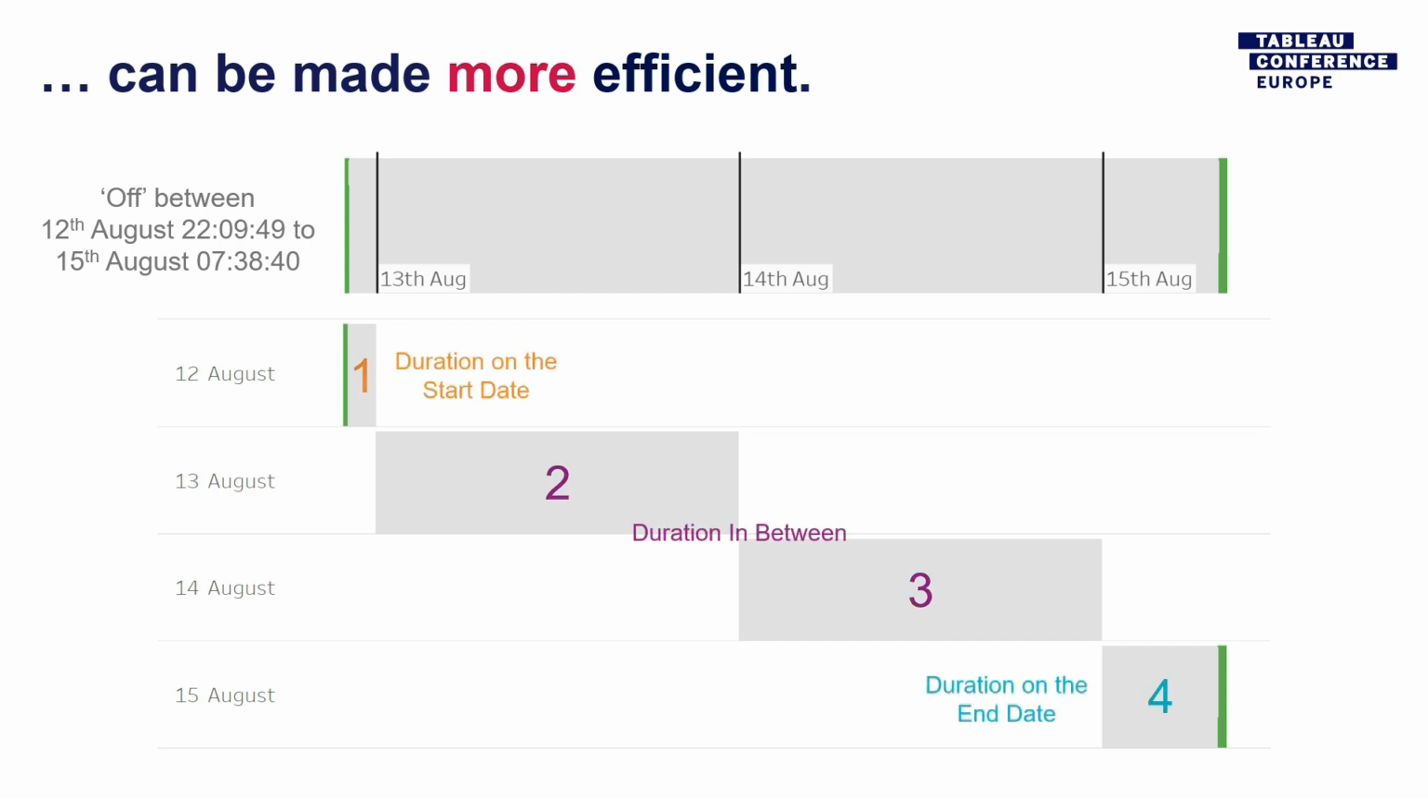And we do that with 4 calculations to help. We need the duration on the start date, so that's from the timestamp on the first day through to midnight on the same day. Then we need the durations in between. These are whole days in between, so that's just the whole of the 13th and the whole of the 14th. And then finally, we need the duration on the end date. So that's midnight on the 15th through to 7:38 a.m. So we kind of split it out into chunks. So let's see how we would do that in prep.